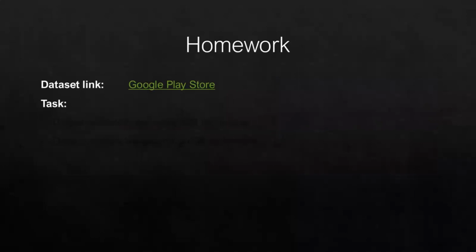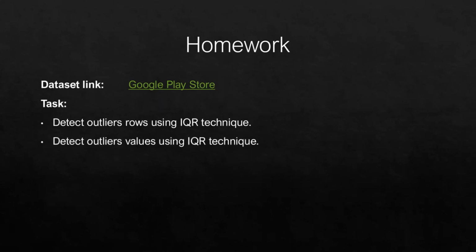So, this is the end of today's lecture. You have learned how to find out outliers of specific columns using the technique of IQR and how you can see the length of the outliers. So, this is your homework. I have placed the link of the dataset here, and these are your tasks. The first task is to detect outlier rows using the IQR technique. Then detect outlier values using the IQR technique.